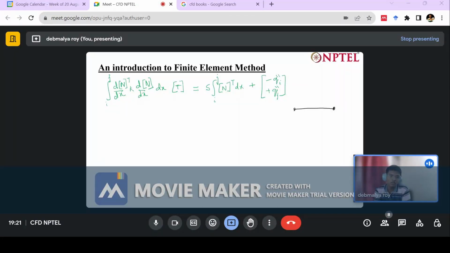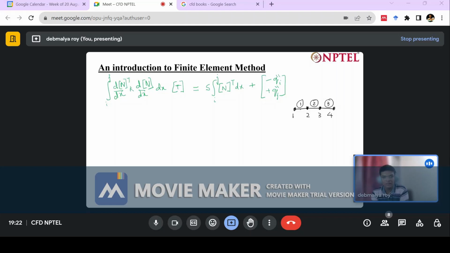So three elements will correspond to four node points. So 1, 2, 3, 4. These are the node points, and these in circle, these are the elements. So there are three elements.